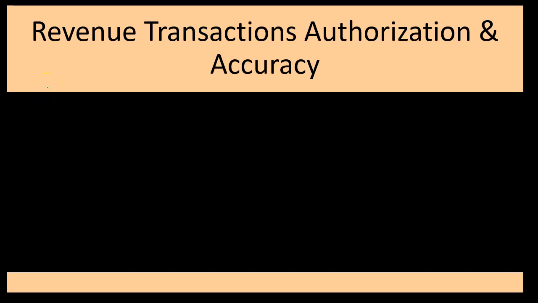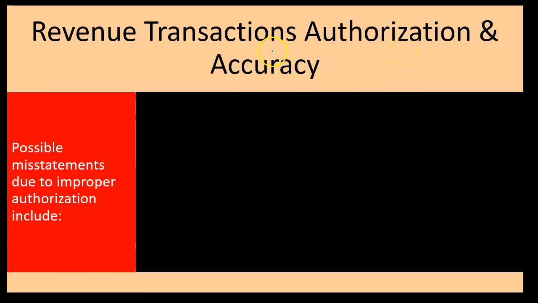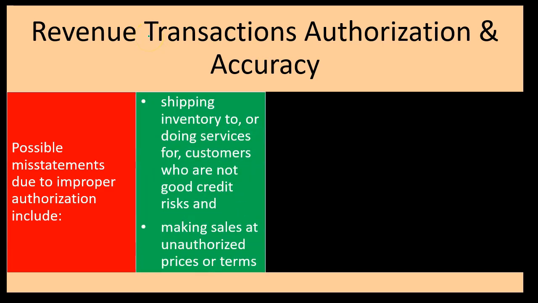Then we have the revenue transactions for authorization and accuracy. So we're considering the assertion authorization and accuracy. Possible misstatement due to improper authorization includes shipping inventory to or doing services for customers who do not have good credit risk or are not good credit risks, and making sales at unauthorized prices or terms.